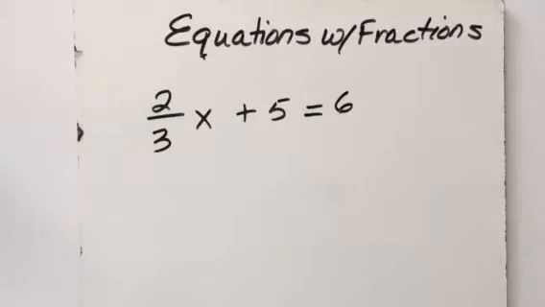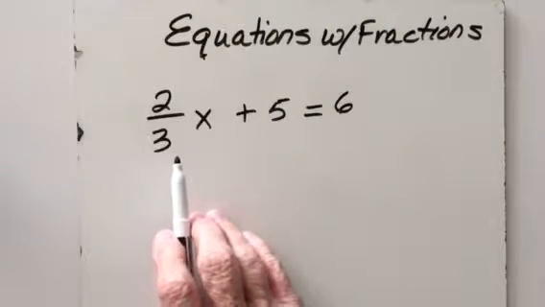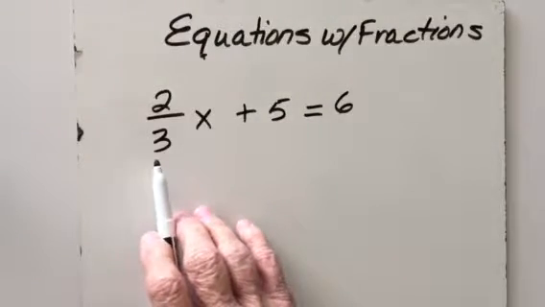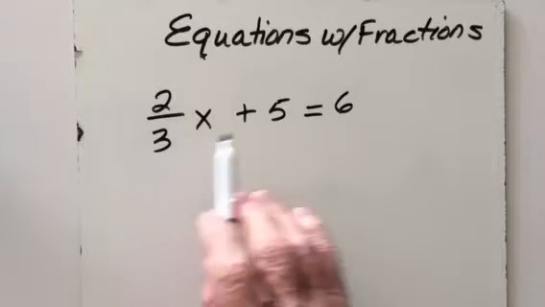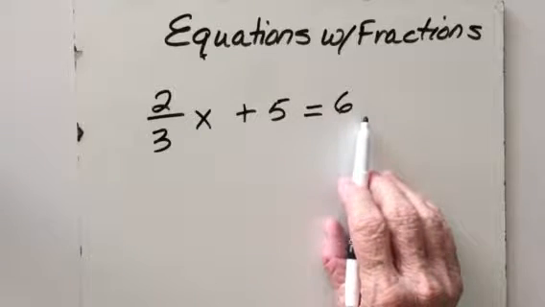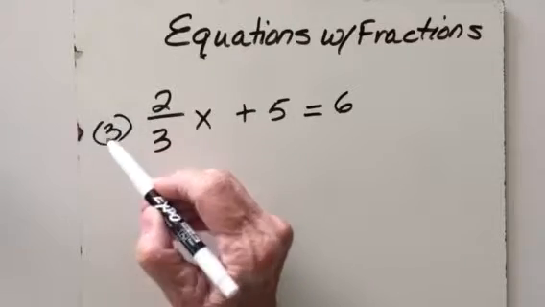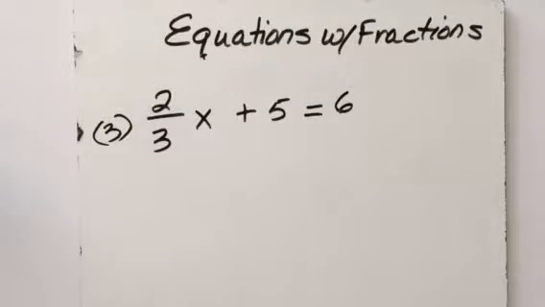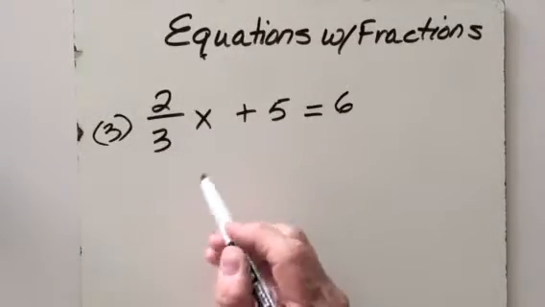Now, let's say we don't want to use that fraction. If we want to get rid of that fraction, there's an easy way to do it. All we have to do is multiply through by 3. So we multiply this 2/3 by 3, we multiply 5 times 3, and we multiply 6 times 3. All right, so I'll put a little 3 out here on the side.